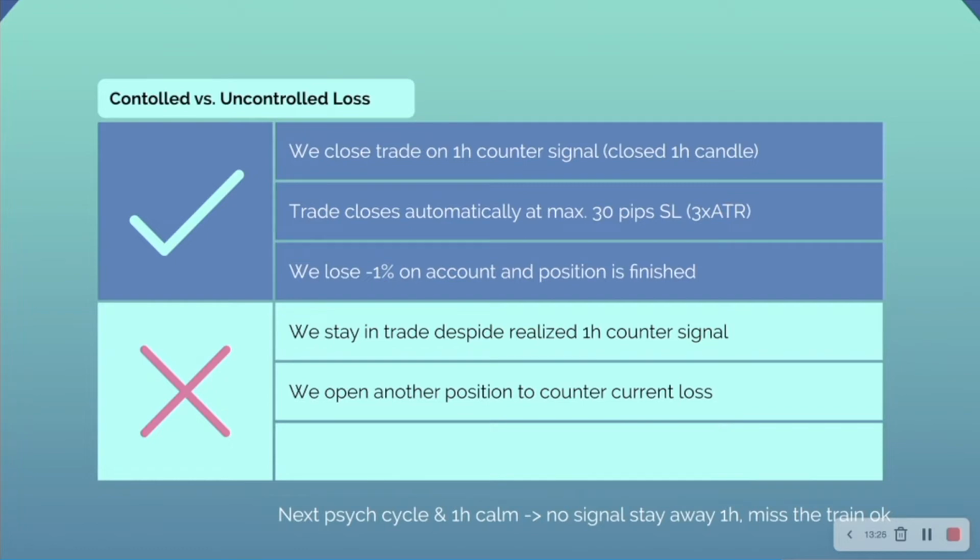But you can never do things like, okay, I do my normal lot size. Oh, look, it's a minus. I need to counter this minus, and I put in another size. Right? Exactly the same size or maybe even higher. If you do this, you're done for.